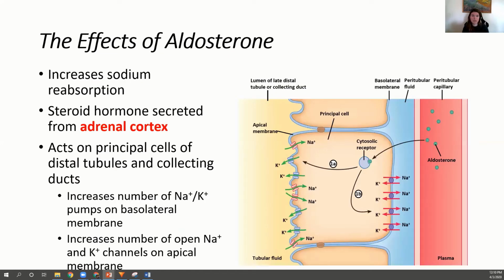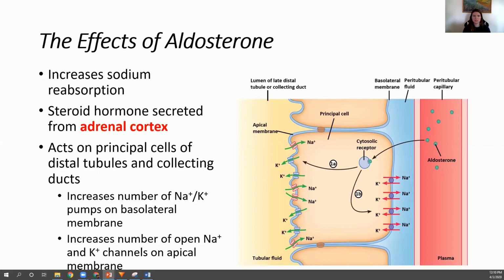Which brings us to aldosterone. So aldosterone increases sodium reabsorption, and it's going to do that by acting on the cells in the distal tubules and collecting ducts. So it's acting on the principal cells, which are our epithelial cells that are responsible for the reabsorption of water as well as solutes.